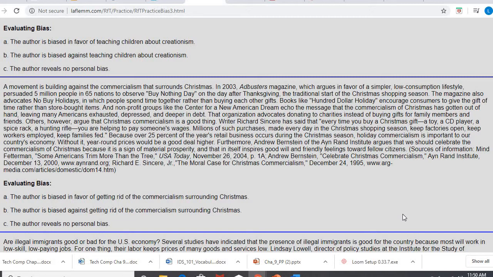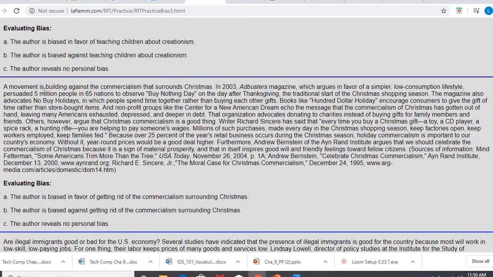Millions of such purchases made every day in the Christmas shopping season keep factories open, keep workers employed, keep families fed, because over 25% of the year's retail business occurs during the Christmas season. Holiday commercialism is important to our country's economy. Without it, year-round prices would be a good deal higher. Furthermore, Andrew Bernstein of the Ayn Rand Institute argues that we should celebrate the commercialism of Christmas because it is a sign of material prosperity and that in itself inspires goodwill and friendly feelings toward fellow citizens.